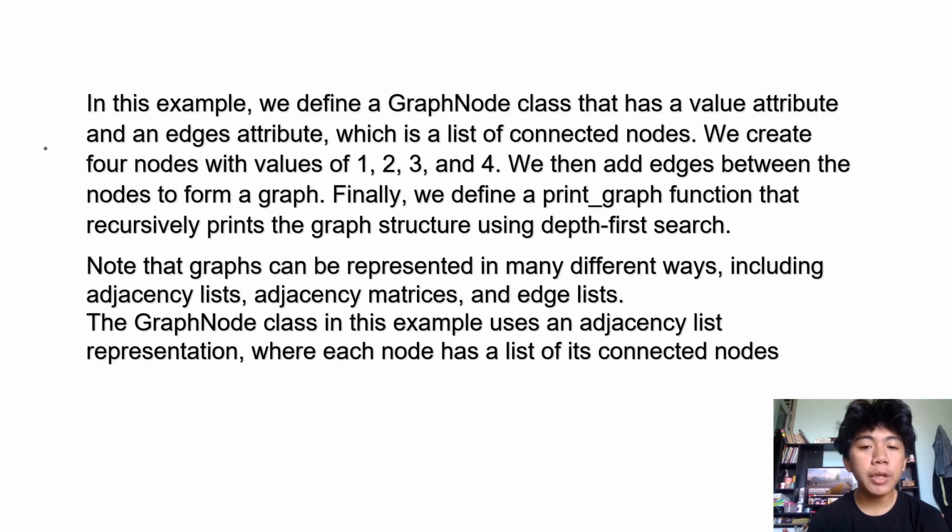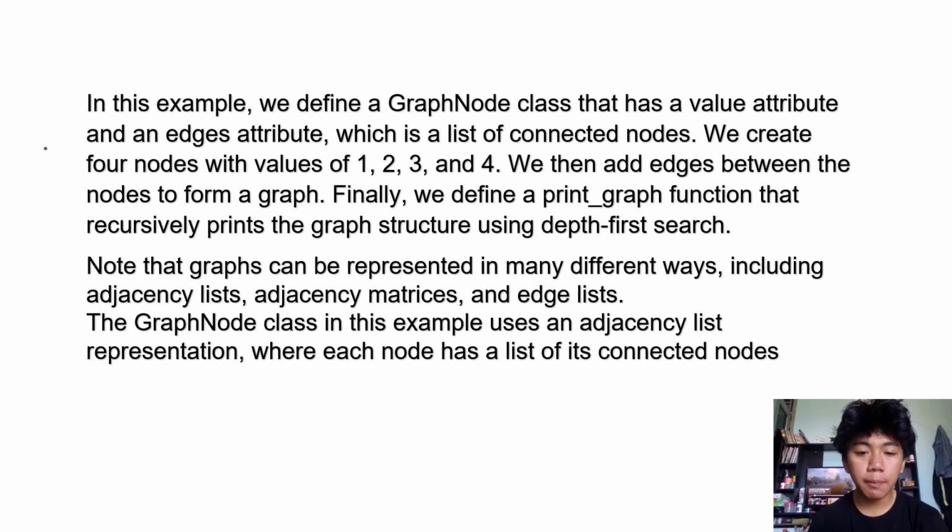In this example, we define a graph node class that has a value attribute and an edge attribute, which is a list of connected nodes. We create 4 nodes with values of 1, 2, 3, and 4. We then add edges between the nodes to form a graph. Finally, we define a print_graph function that recursively prints the graph structure using depth first search.